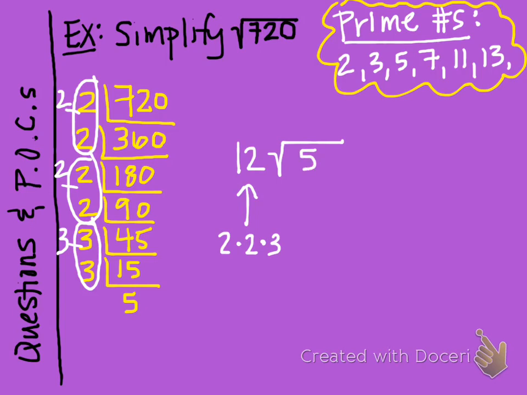And a way somebody said you can remember this, you can think of it as the square root symbol is a house. And you don't want anybody to leave the house by themselves if it's not safe outside. So you have to have a pair to leave.